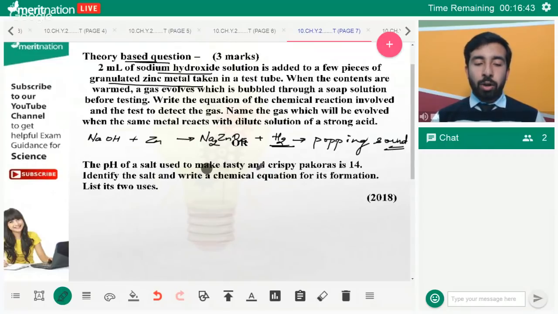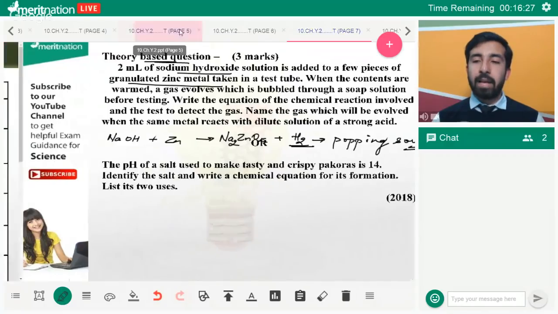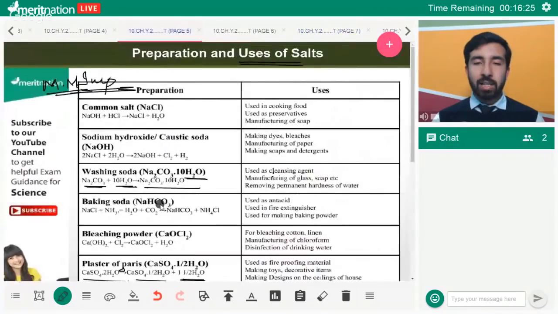Now, the pH of salt used to make tasty and crispy pakoras is 14. Identify the salt and write a chemical reaction equation for its formation and list 2 uses. So what would be the name of the salt? We have just discussed about this. What would be the name of the salt? Exactly, correct. It's baking soda, and the uses are already given, and the reaction is already given for its preparation in the table. You can go through that.